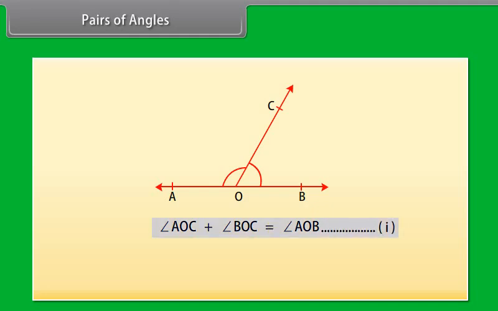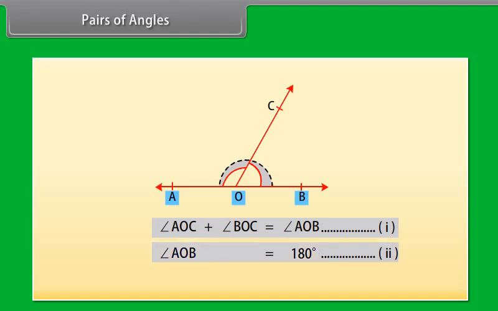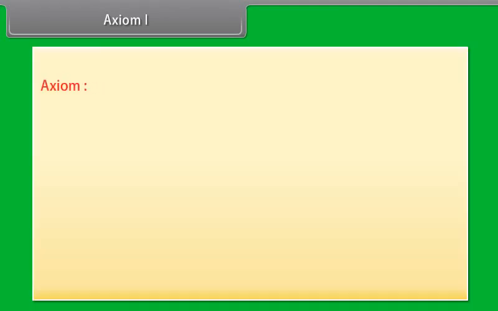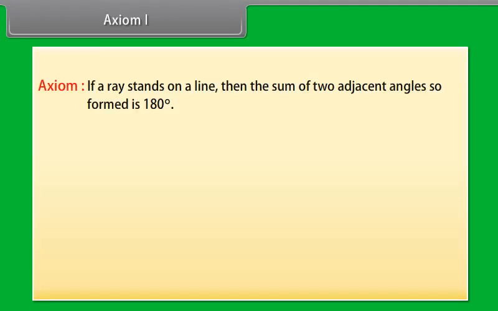Mark it as 1. The measure of angle AOB is 180 degree because it is a straight line. Mark it as 2. From 1 and 2 we can say that angle AOC plus angle BOC is equal to 180 degree because angle AOB is 180 degree. This gives an axiom. Let's go through it. Axiom 1. If a ray stands on a line, then the sum of two adjacent angles so formed is 180 degree.